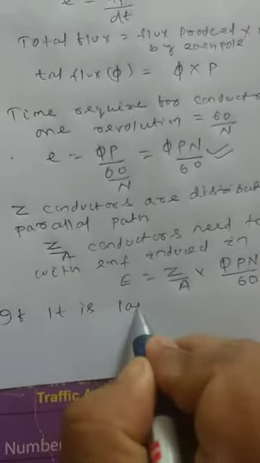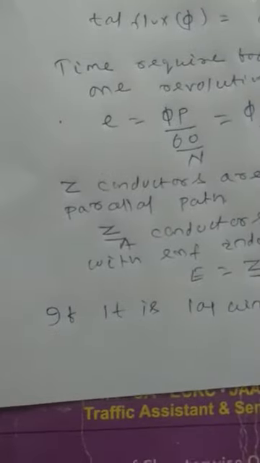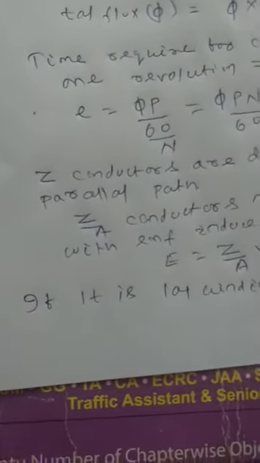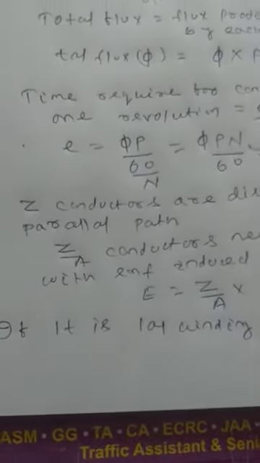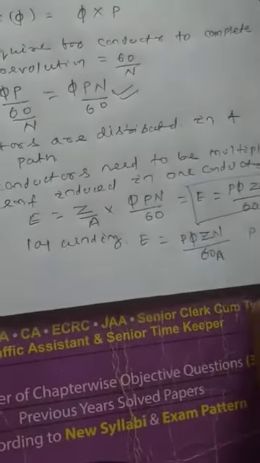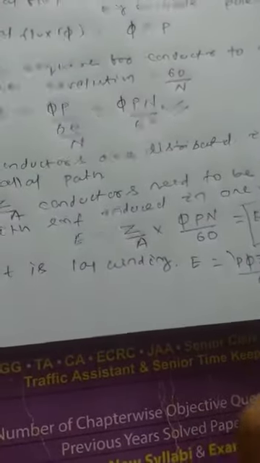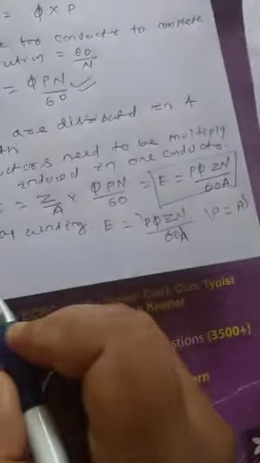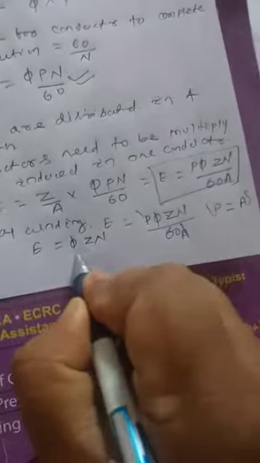If it is lap winding, then E equals P phi Z N by 60A. Here in lap winding, P equals A, so P and A cancel. So in lap winding, E equals phi Z N by 60.